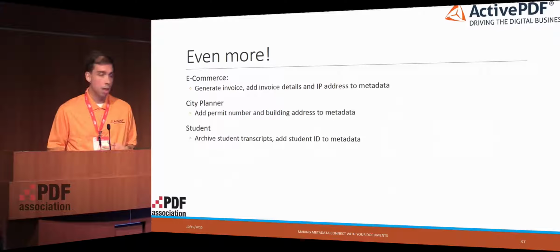A couple other options. I mentioned e-commerce. You could generate your invoice and store information such as the IP address of the purchaser. You could store that as metadata. Another one would be city planner. You have the permit number, you have the building address in the metadata, and so we could use that to index any file associated with a permit request for a specific address or with a specific number.